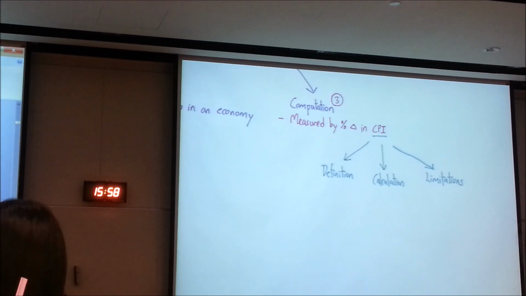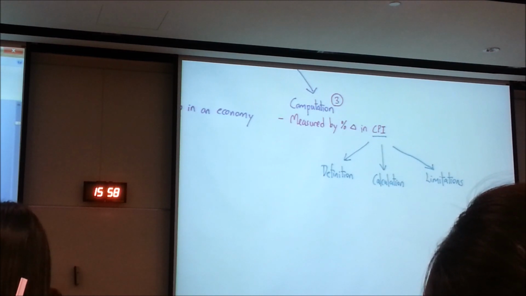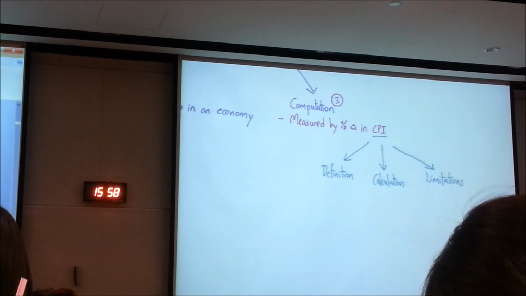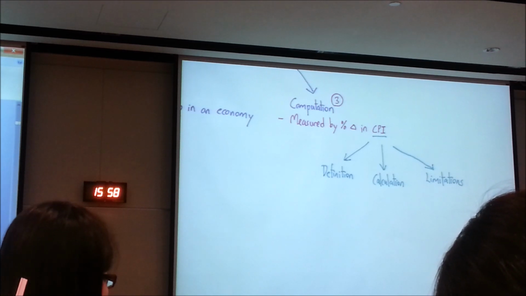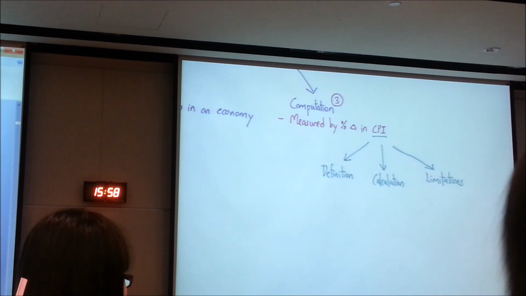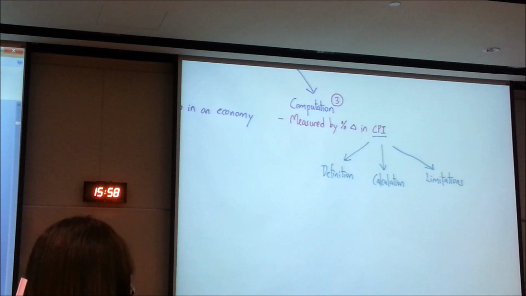We cannot measure every single thing, so we have to choose a basket first, a basket of goods and services that most people in the country will be consuming. Next, we find the cost of that basket. Then we see how the cost increases over the years, and this will be called CPI. CPI is measuring the cost of a consumer basket of goods. This is the definition. Once I show you the calculation, you will understand what it is.